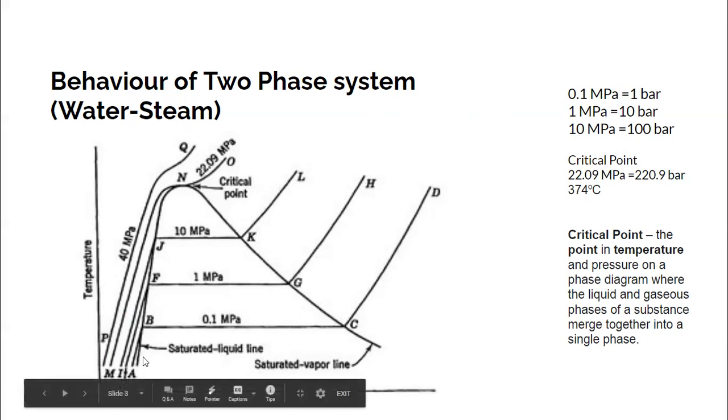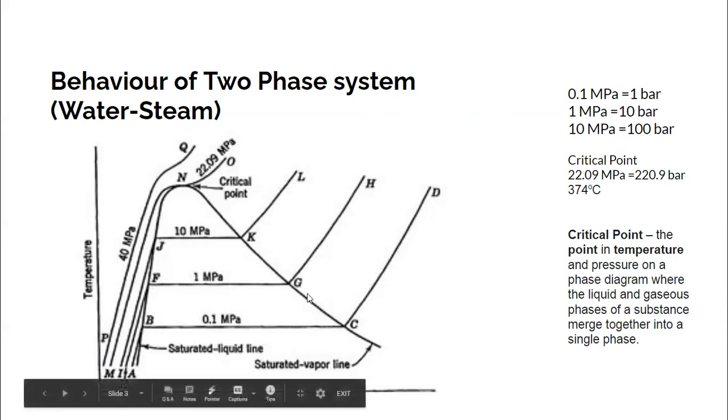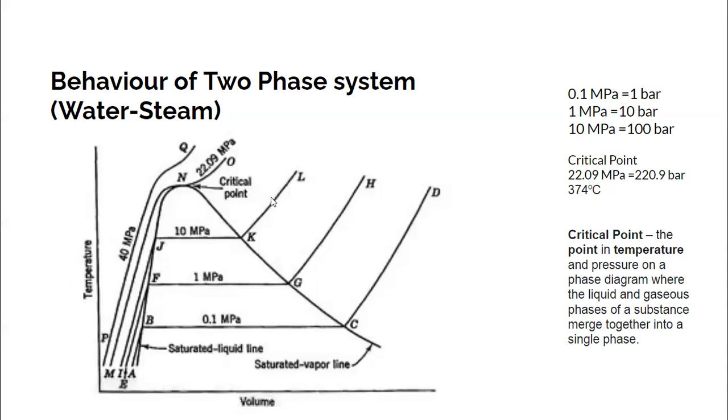If you join the points A, B, F, and G, this line is called the saturated liquid line. If you join the points K, G, C, which are all on the dry saturated steam line, it becomes the saturated vapor line. And this saturated liquid line and saturated vapor line meet at the critical point. So this is a very important understanding we must note. Okay, thank you very much.